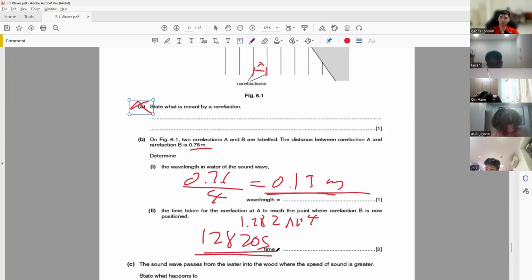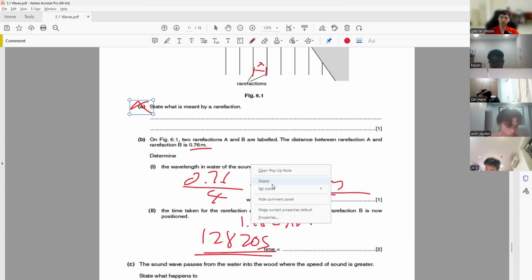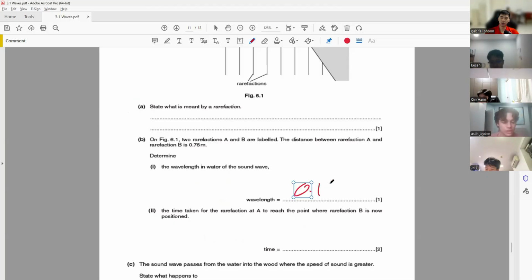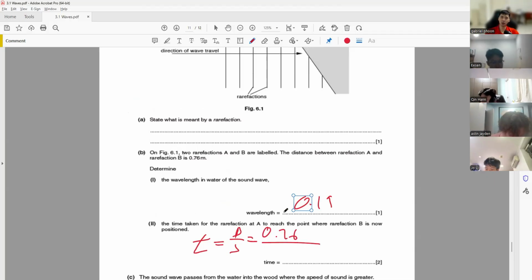How much is that in terms of minutes? 12,820 divided by 60 is over 200 minutes, and that's almost 10 days for 0.19 meter. Something is wrong somewhere. What formula do you use, Aston? Time equals distance over speed. Okay, same thing again. How much is your distance? I used the 0.76. Good, this is correct because the distance is 0.76 this time. What about your speed? How do you get your speed?